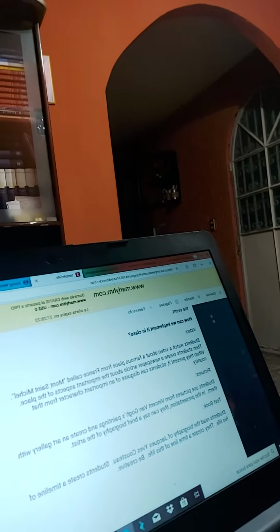The other one is about pictures. Students use pictures from Vincent van Gogh paintings and create an art gallery with them. In the presentation, they can give a brief biography of the artist too. And the last one is the textbook. Students read the biography of Jacques-Yves Cousteau, who invented a lot of important marine tools, and they can create a timeline in a very creative way.